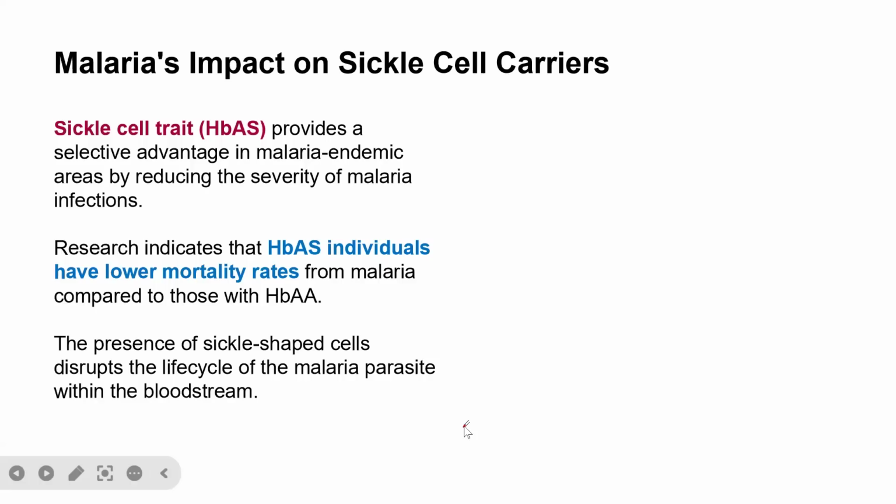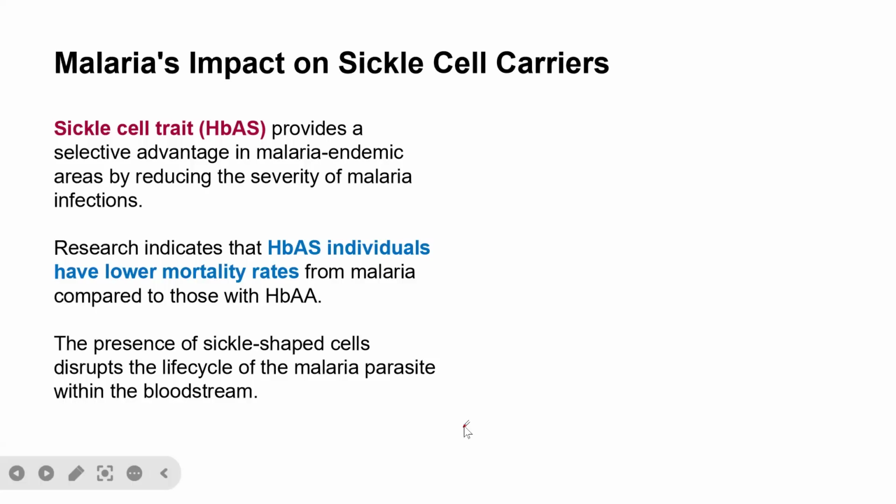Generally, you know that the red blood cell is concave in shape. In the case of a sickle-shaped red blood cell, the malaria parasite cannot proceed successfully through its life cycle. In the case of normal hemoglobin, it can successfully complete its life cycle. But in the case of the sickle-shaped red blood cells, usually the life cycle of the malaria parasite is disrupted within the bloodstream.